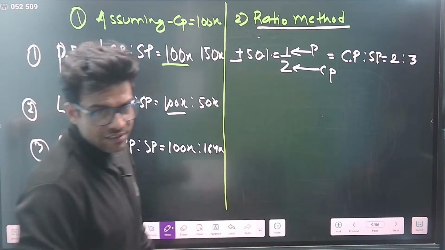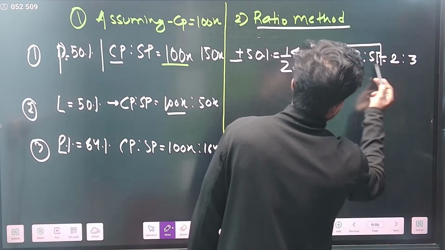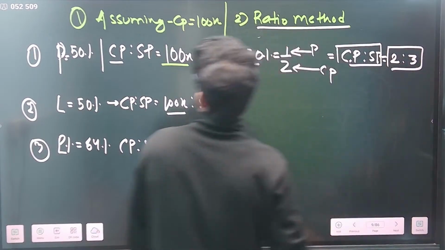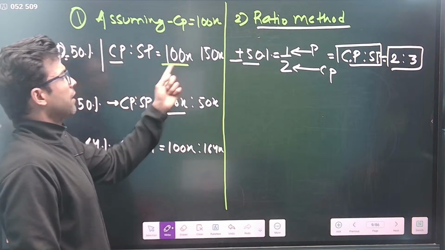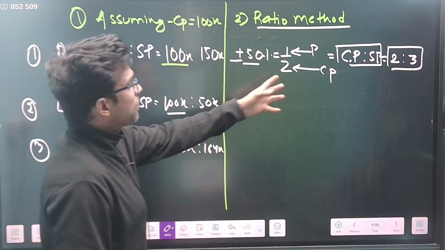So the ratio method says that the ratio of cost price to the selling price, when 50% profit is there, is basically 2:3. Or you can also cut this out, and you will get 2:3 only. But this is the simpler part.